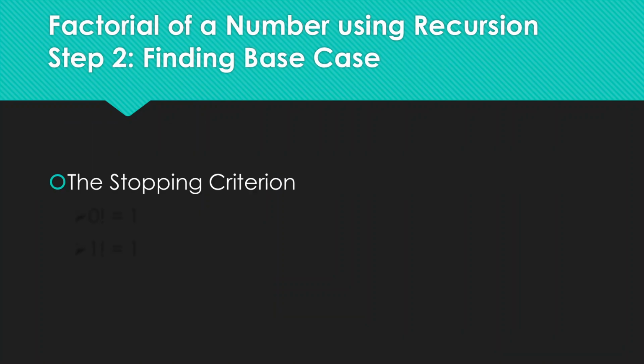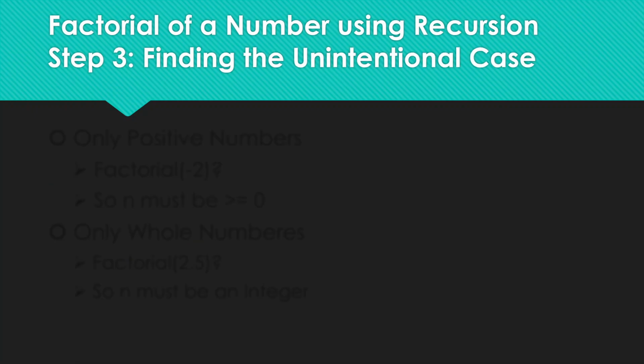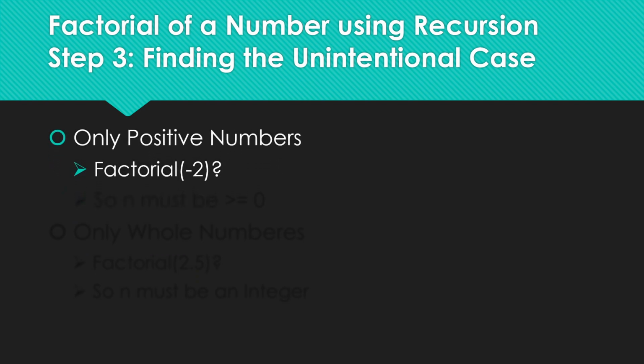We go to step number 2, the base case. When do we stop? We want to stop when we encounter a 1. If we do anything factorial and it gives us a 1, then we stop at that point. So that is our base case. Then step number 3, we find the unintentional case. So what happens when someone gives us a negative 2? How do we calculate? Our formula cannot handle this. So what we need to do is to ensure that n is always greater than or equal to 0.